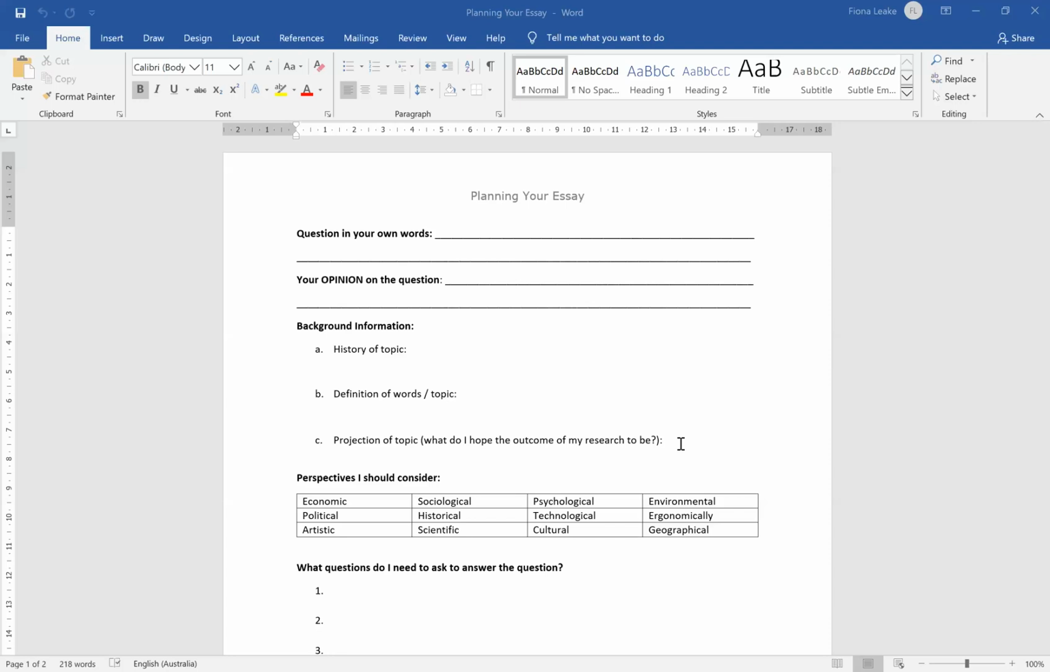Now I'm going to think about what sort of perspectives I should consider. And remember, perspectives is basically how you look at a particular thing. So I'm going to look at it from an economic perspective. So I'm going to have a look at the concept of man and woman from an economic point of view. And by that, I mean, do they earn the same amount of money? Do they contribute to the economy in the same way? If not, why not? I'm going to look from a historical perspective. So I'm going to look at men and women, what their roles have been historically, and any important historical moments.